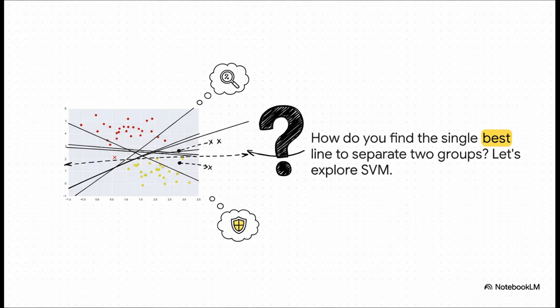Okay, so take a look at this. You've got two groups of data points, right? The red ones and the yellow ones. Now, you could draw a bunch of different lines to split them up. I mean, you could draw one here, or even here. But here's the million-dollar question. Which one is the best one? The one that's going to work best for new data? That's the exact problem the support vector machine was born to solve.